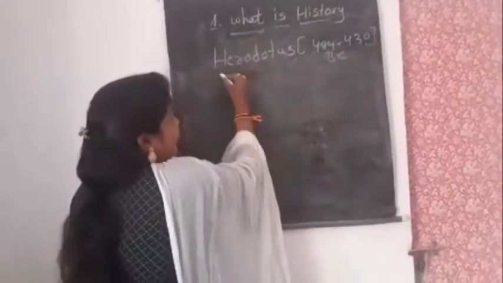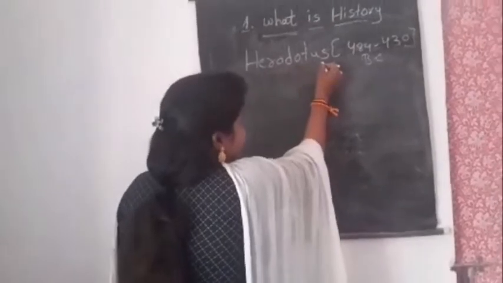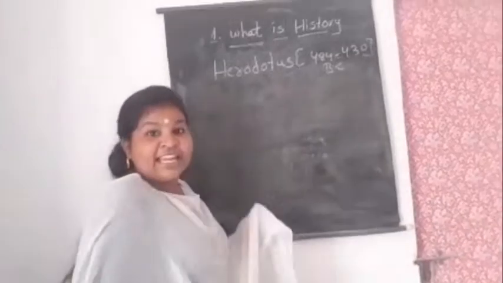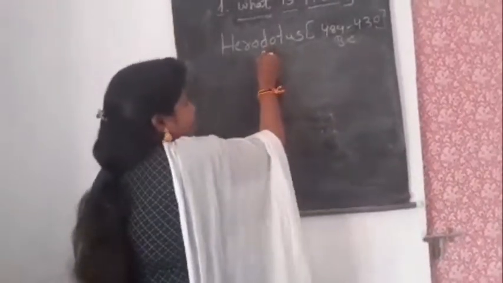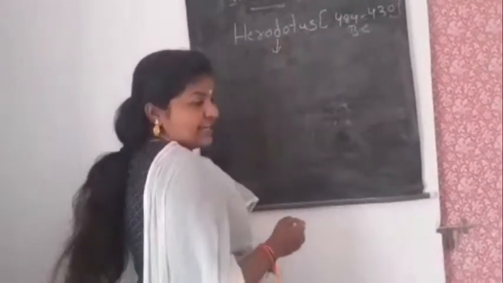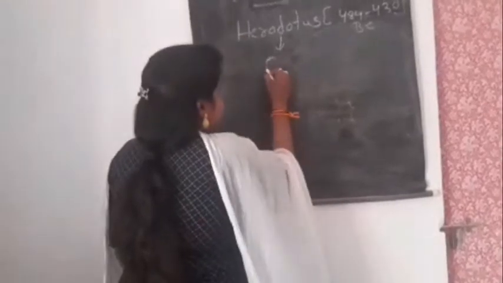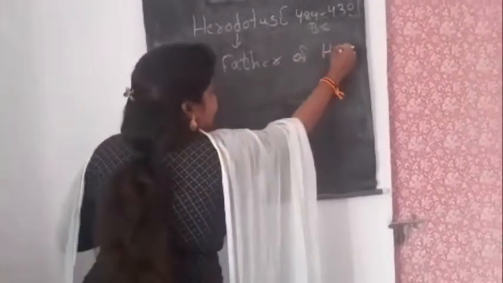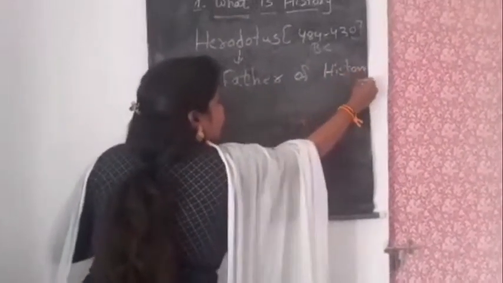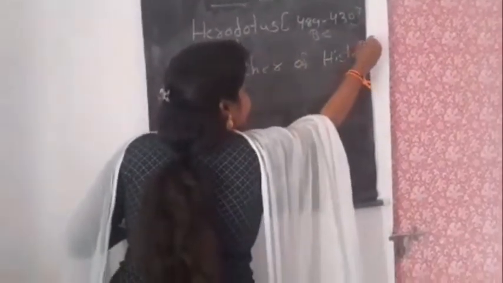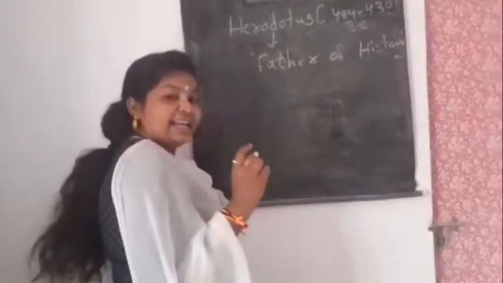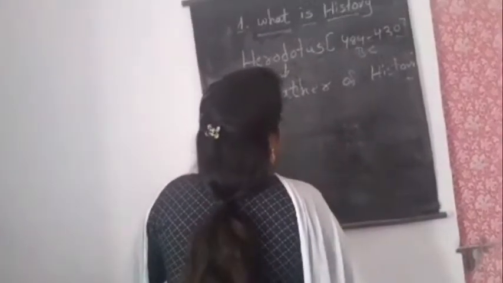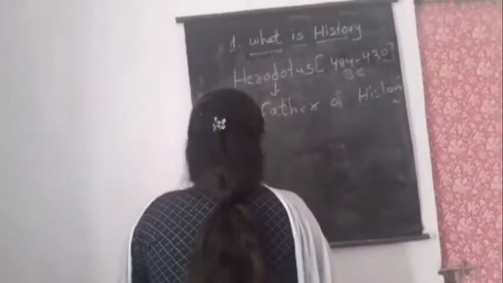My dear children, Herodotus, year 484 to 430 before Christ. He is the father of history. Herodotus, who is he? Father of history. Okay, Herodotus says what is history in his own words.